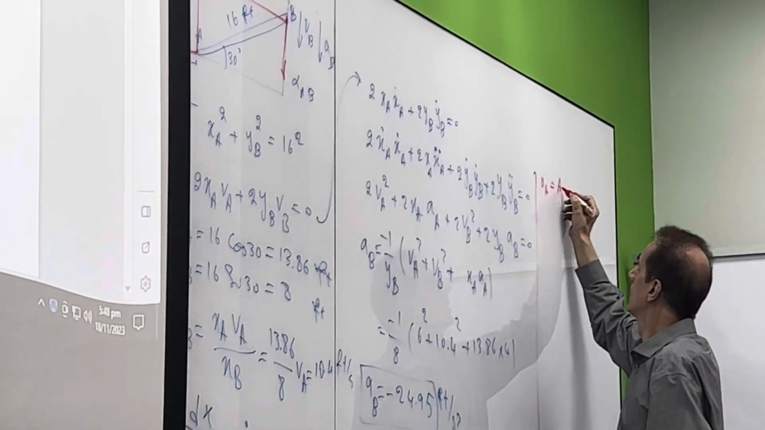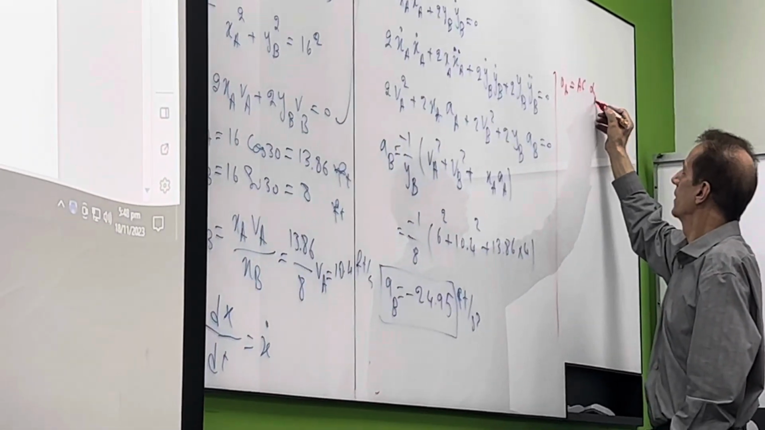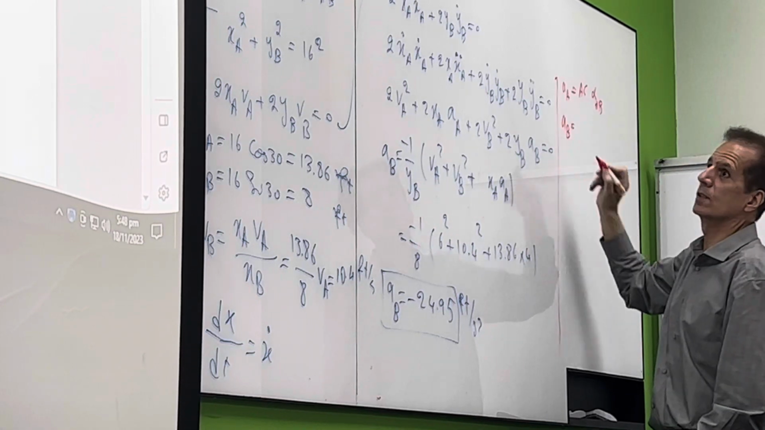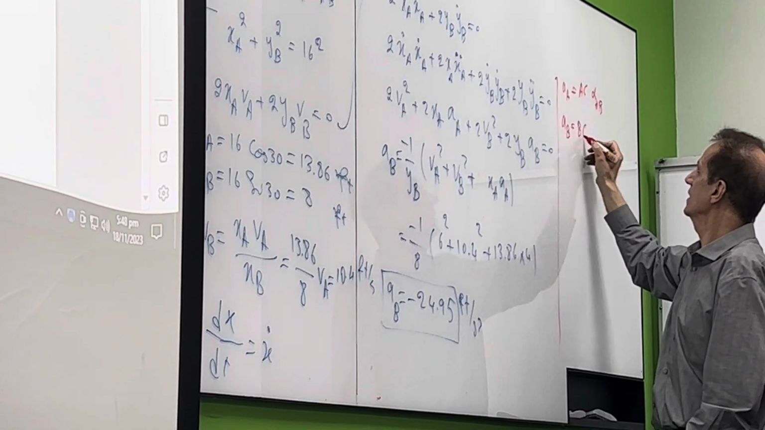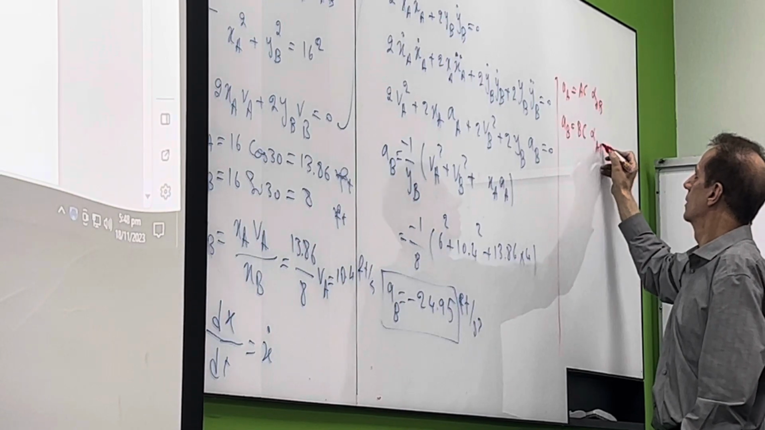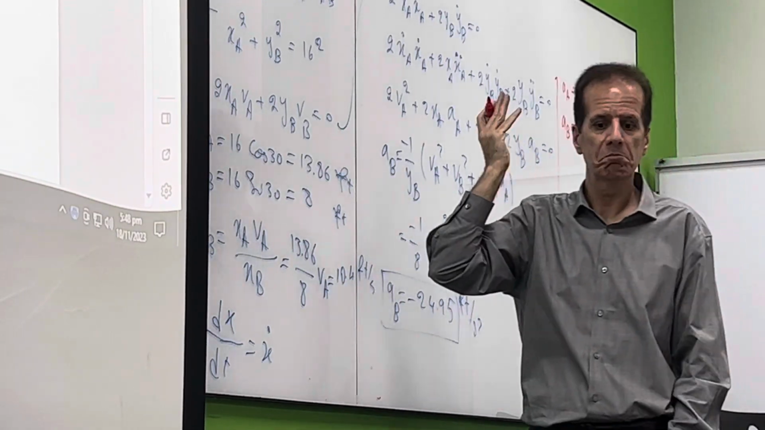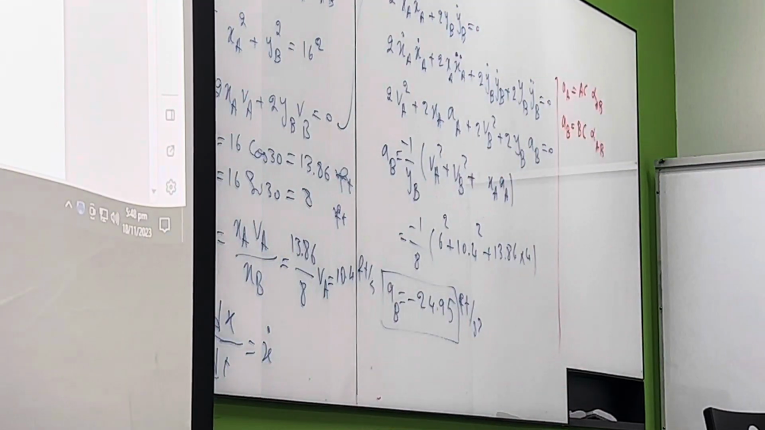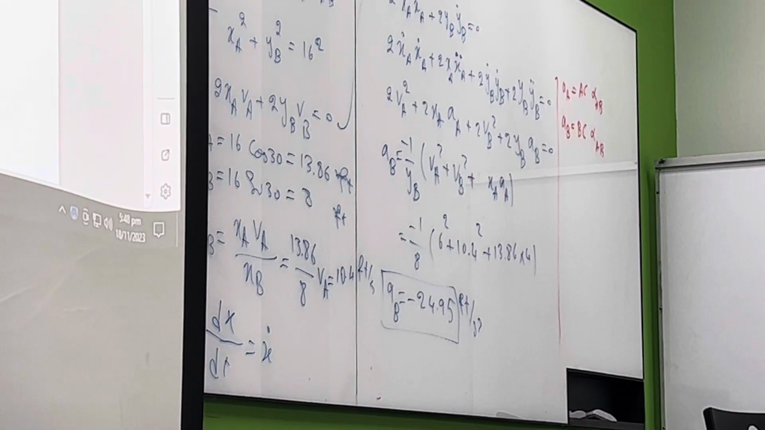AC times alpha of AB. Also, I can say A of B is equal to BC alpha of AB. Both of them are correct. Use one of them. Doesn't matter. Clear?